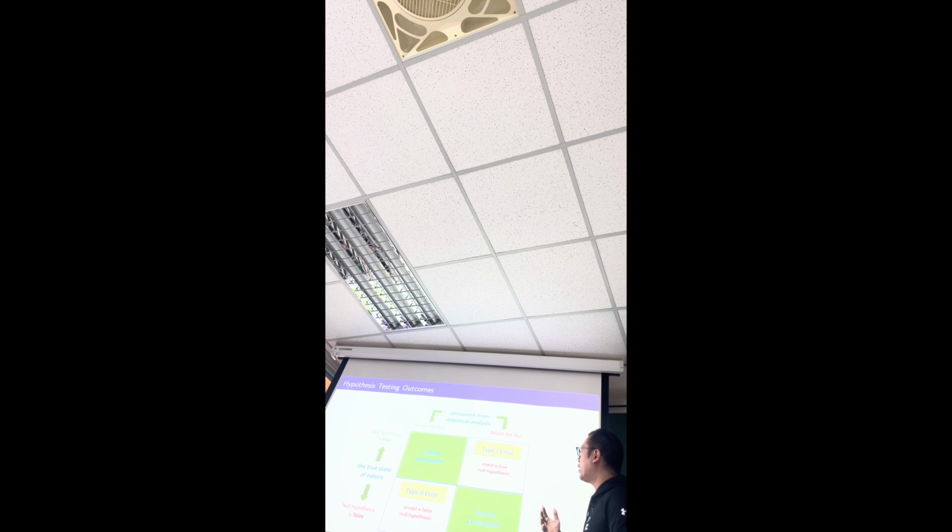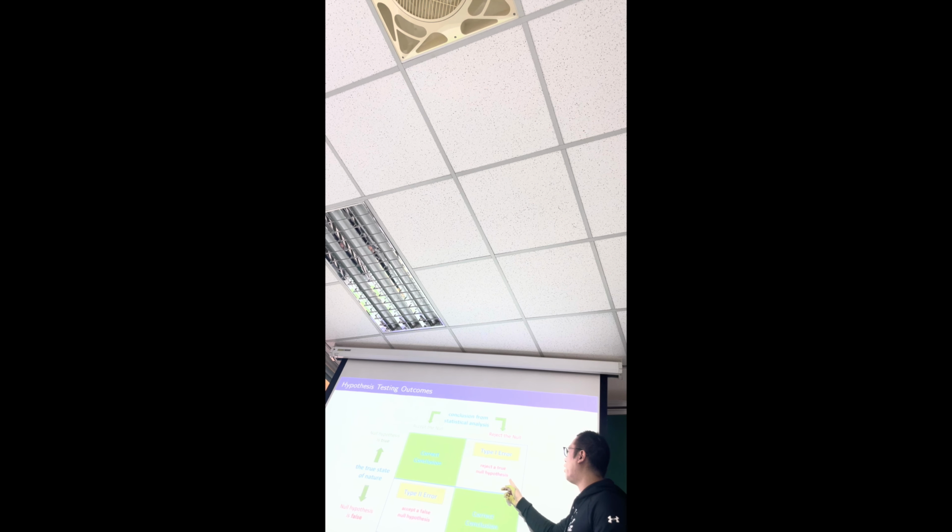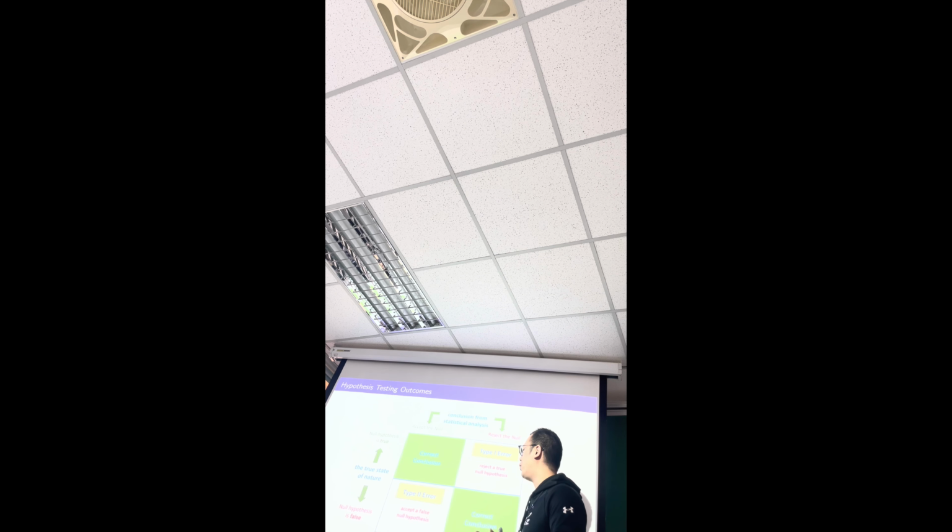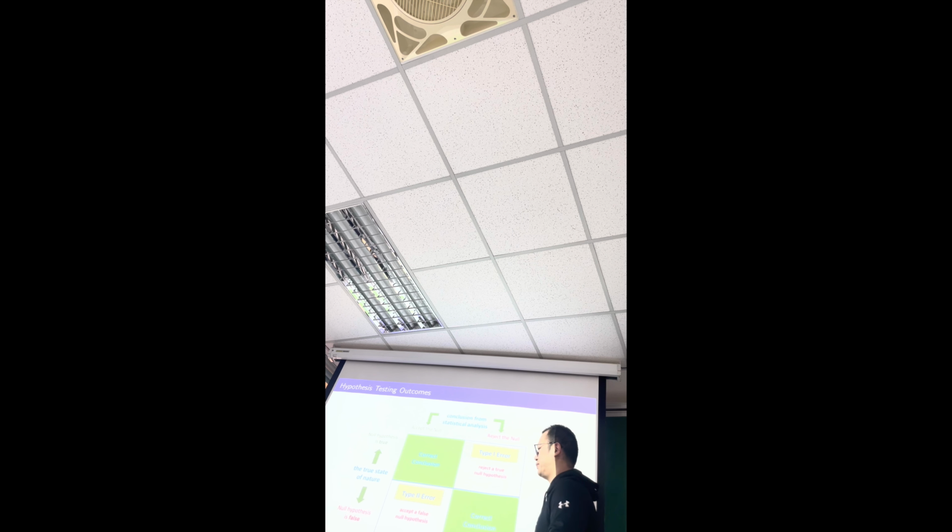In those different outcomes, there are 2 potential errors. The first one is the type 1 error, which means it rejects a true null hypothesis. And the second kind of error is the type 2 error. It means that you accept a false null hypothesis.